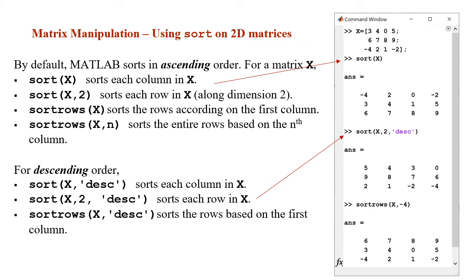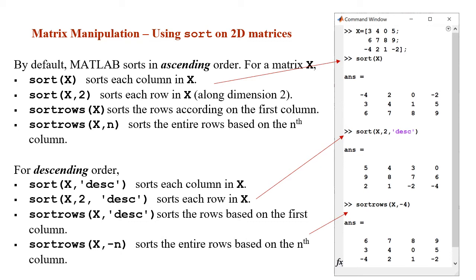So if we want to sort the rows of a matrix in descending order based on another column instead of the first column, we can simply put the column number with a negative sign in front of it. So for example, here we have sortrows x, comma negative 4, meaning we want to sort the rows of x according to the fourth column in descending order.